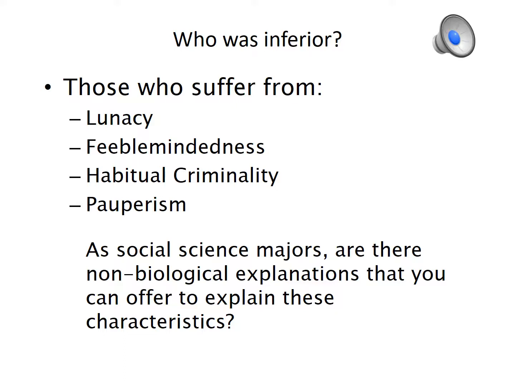But because you guys are social science majors, primarily human development majors, are there non-biological explanations that you could offer to explain these characteristics? For instance, if we just take habitual criminality, well, if you're a member of a group that hasn't been permitted to work in the workforce, you might need to go and get diapers. You might need to go and steal food in order to eat. So your criminality can be explained by historical discrimination.